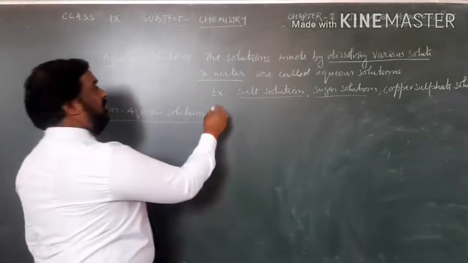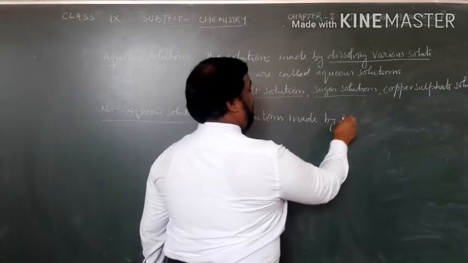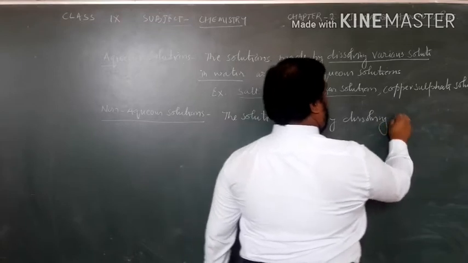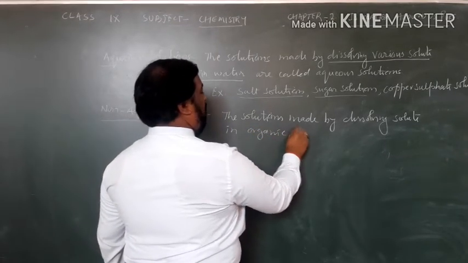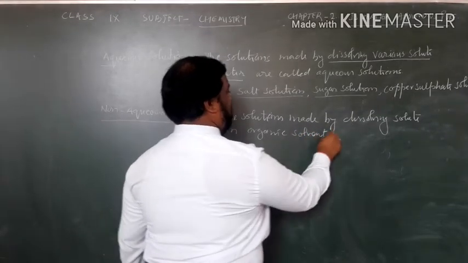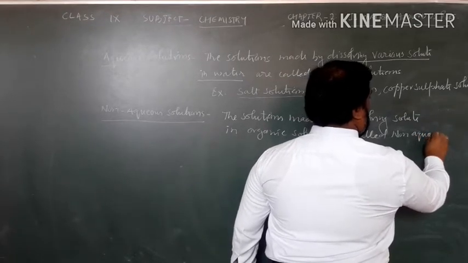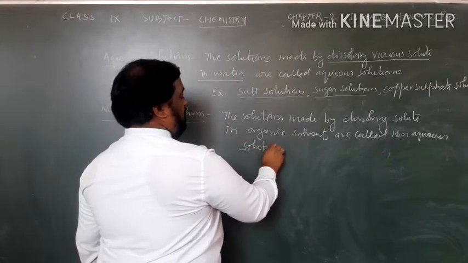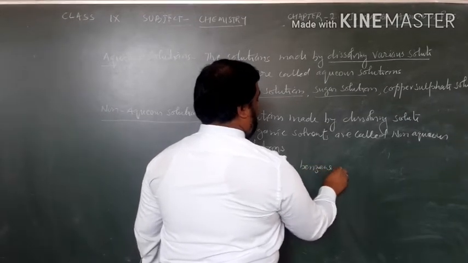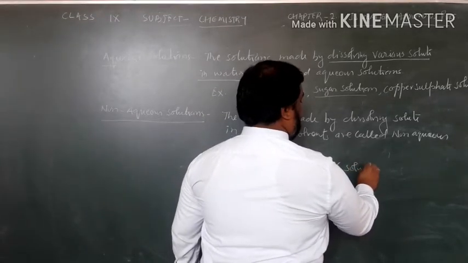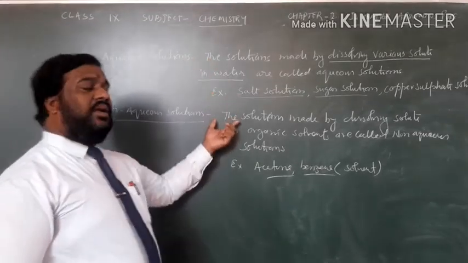Second one, non-aqueous solution, means the solutions made by dissolving solute in organic solvents are called non-aqueous solutions. Example, acetone, benzene, which are the solvents. So here one is the aqueous and another is non-aqueous solution. Definition, example, definition and example.